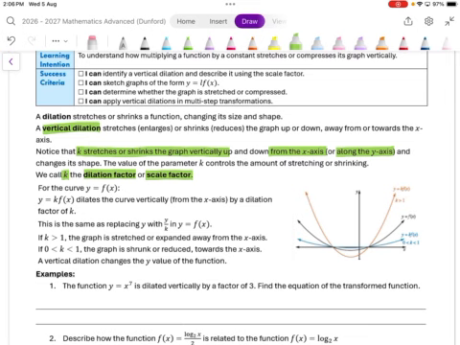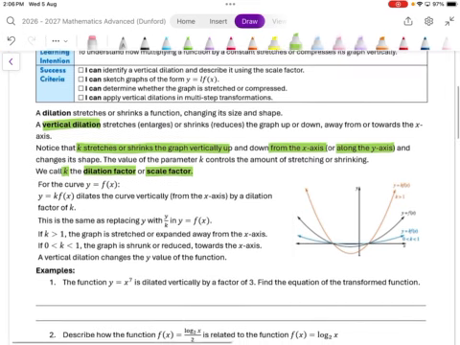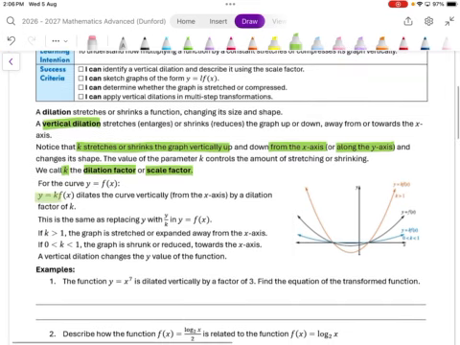So for our curve y equals f of x, y equals k f of x dilates the curve vertically. This is the same as replacing y with y on k in our y equals f of x function. If k is greater than 1, then the graph is stretched or expanded away from the x-axis, meaning that it makes it taller and skinnier.